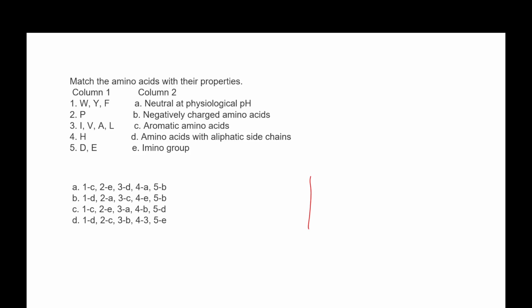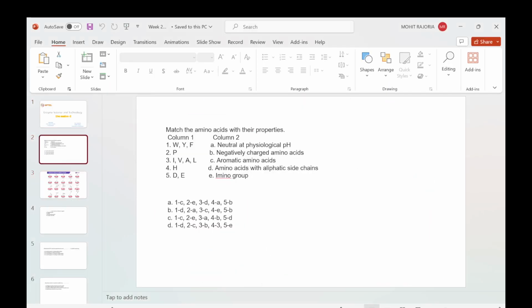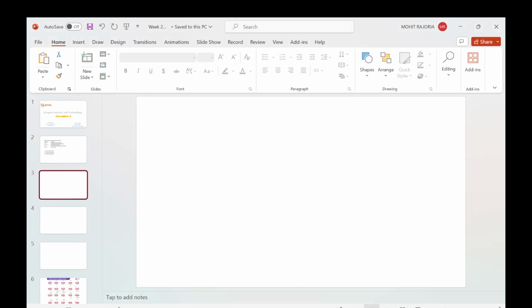So this is the first question. This asks: match the amino acids with their properties. In one column, the amino acids' one-letter codes are given, and in another the properties are given. So you have to match it correctly. Before matching this, let's first very briefly understand the amino acids, how many categories we have.